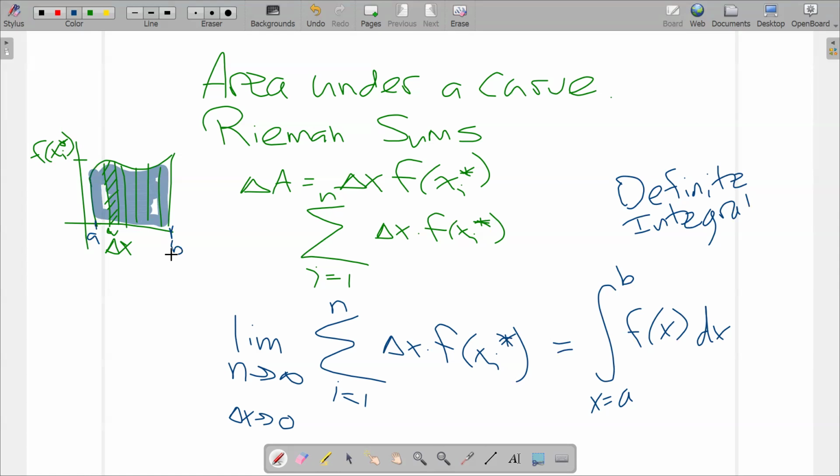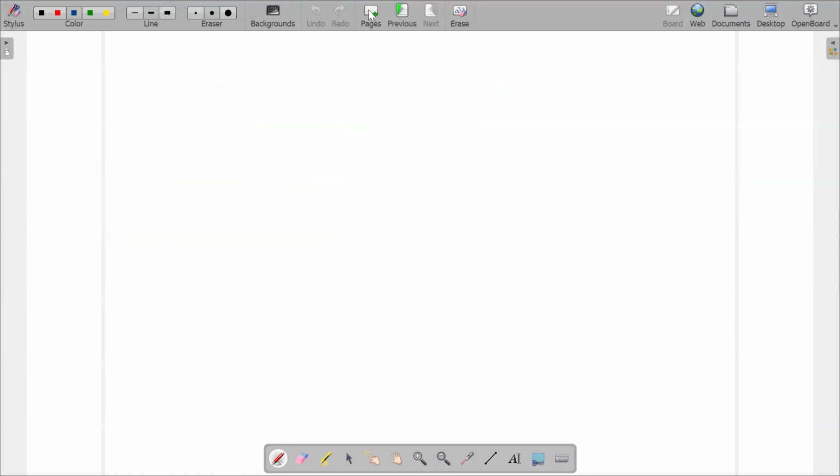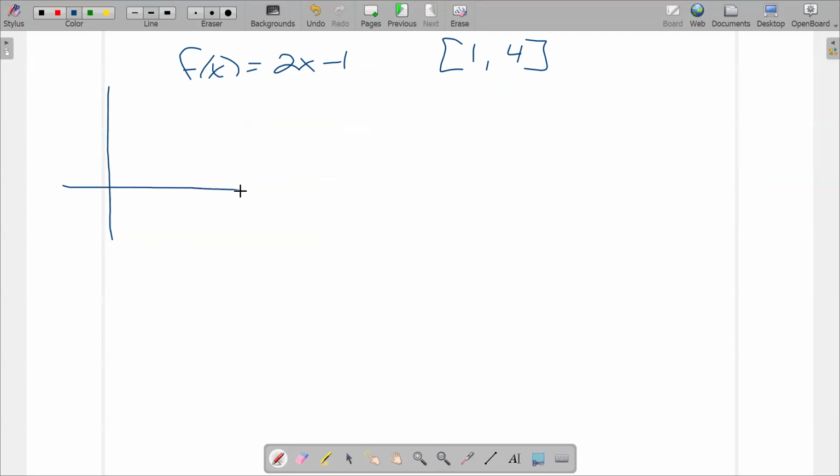So let's try one of these. Let's say we have f of x equals 2x minus 1, and we're going to do that on the interval from, say, 1 to 4. So I want to set up a Riemann sum to approximate that area right there. First thing you should do is make a sketch. Either whip out a calculator, or if it's easy enough to do on paper, I think this one's easy enough to do without a calculator.